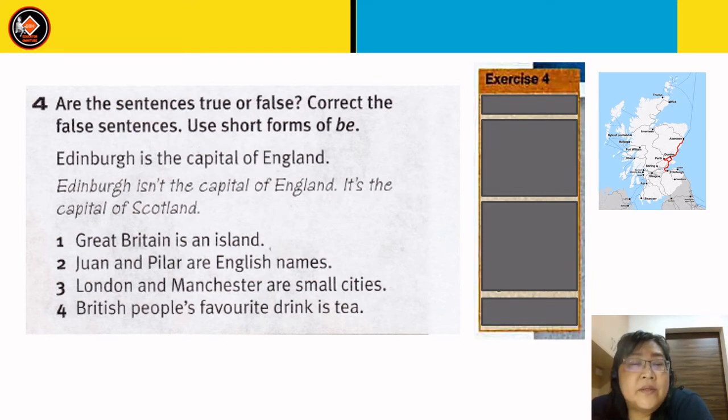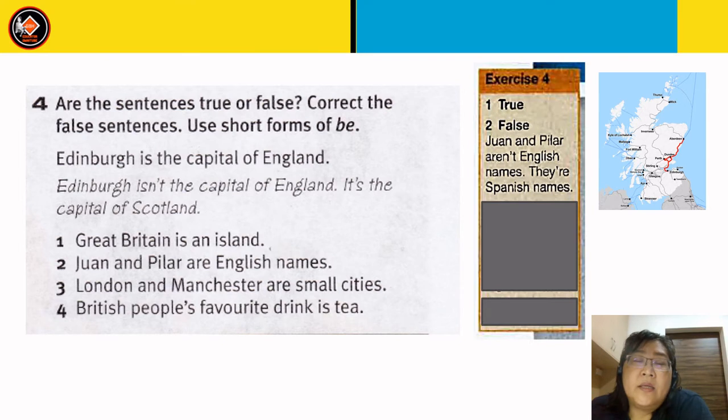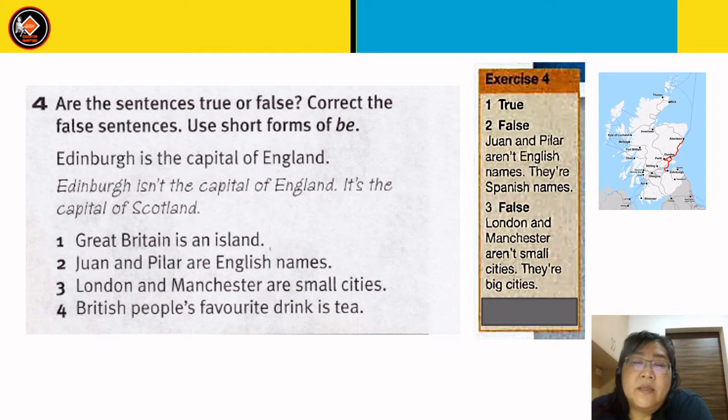So let's look at the first one. Great Britain is an island. So it is true. Juan and Pilar are English names. Answer will be false. Juan and Pilar aren't English names. They are Spanish names. London and Manchester are small cities. False. London and Manchester aren't small cities.